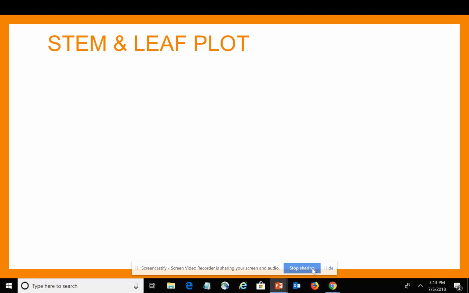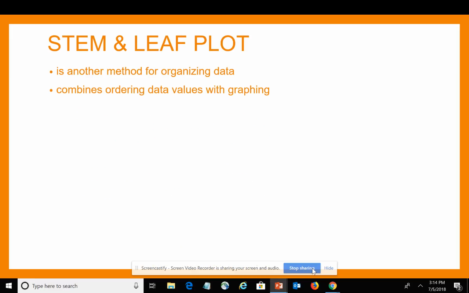Let's look at how to create a stem and leaf plot. A stem and leaf plot actually accomplishes two things at once. It not only helps you to get your data organized, but it also creates a picture or a graph. So it kind of puts those two things together. It's a good choice to use if you have a small data set. You wouldn't necessarily want to do a stem and leaf plot if you have hundreds or thousands of data values.